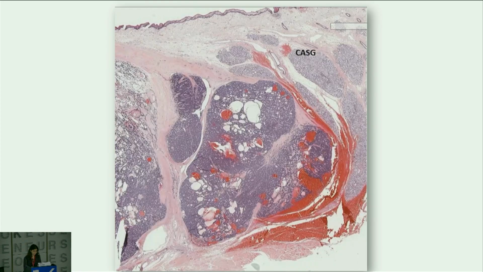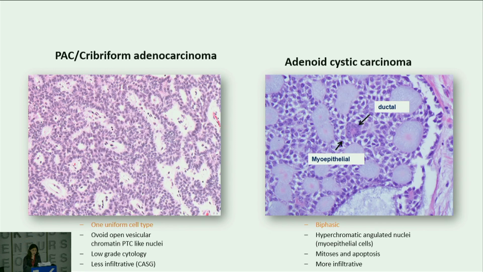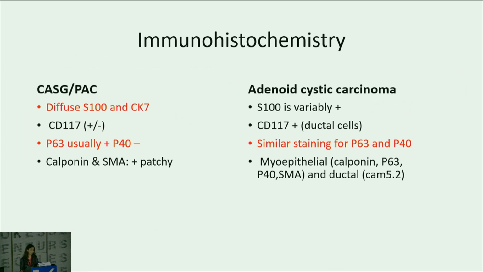Additionally, if we go back to this picture, notice that cribriform adenocarcinoma has a more compact architecture compared to conventional polymorphous adenocarcinoma and also compared to adenoid cystic carcinoma, and this can be used to differentiate cribriform adenocarcinoma from adenoid cystic carcinoma. By immunohistochemistry, both cribriform adenocarcinoma and conventional polymorphous adenocarcinoma show similar immunophenotype. They're diffusely positive for S100 and CK7.